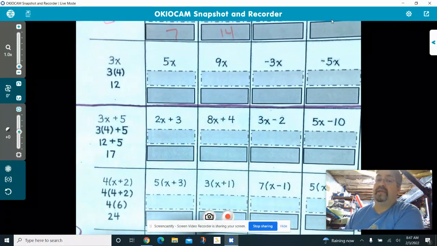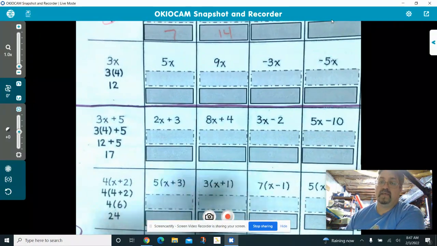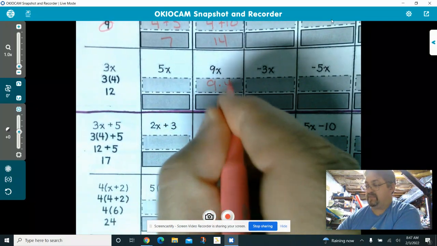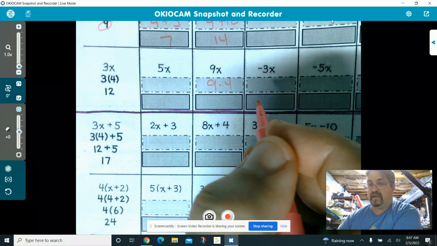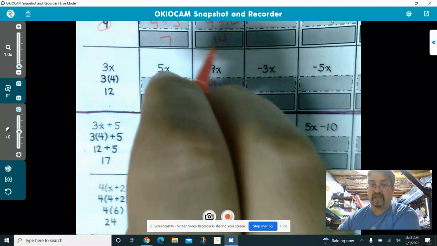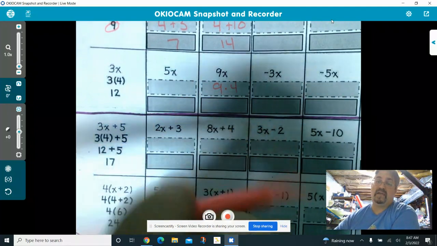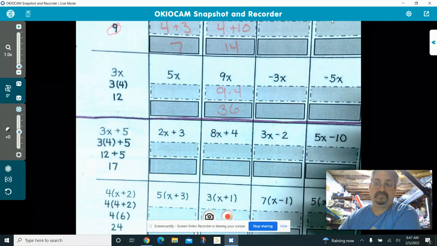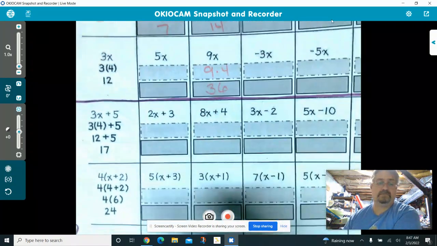Now we're getting a little more complicated. Up here we're multiplying. So 9x is the same as saying 9 times 4. And you look at your times charts or a calculator, or you just count by 4s or 9s, do your 9 trick. You find 9 times 4 is 36.